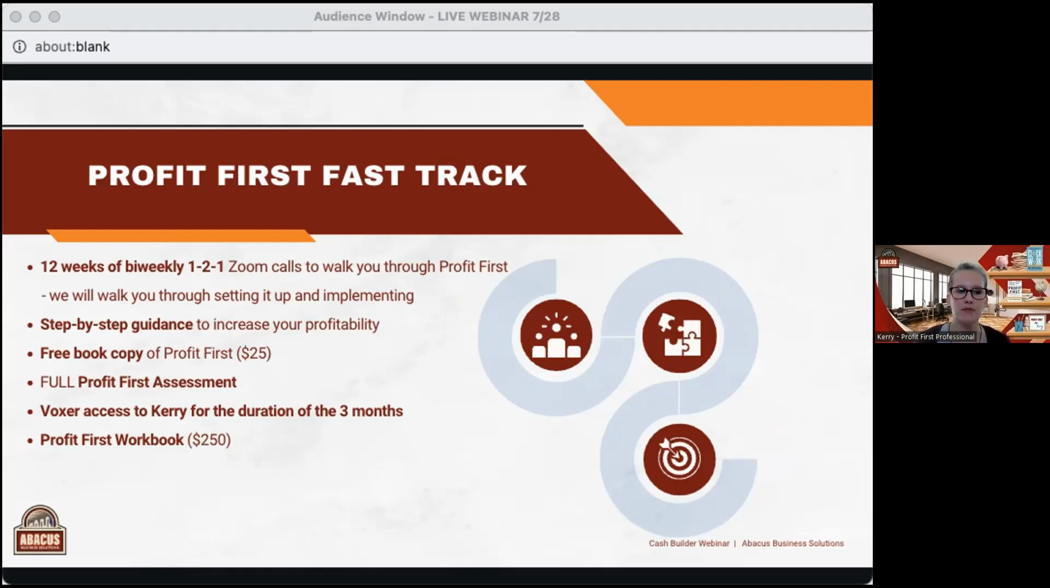You're going to get a free copy of the Profit First book. We will do a full Profit First assessment on your business. So we're going to take your QuickBooks file, your P&L, your balance sheet, and we're going to run a full assessment on that to see exactly where you're at, where you need to be, and then we're going to create a custom rollout plan to get you to that point. You'll get Voxer access for those 3 months as well. So if you have a question, you want to send me a message, you've got Voxer access direct to me to help you through that. And then you get the Profit First workbook as well.